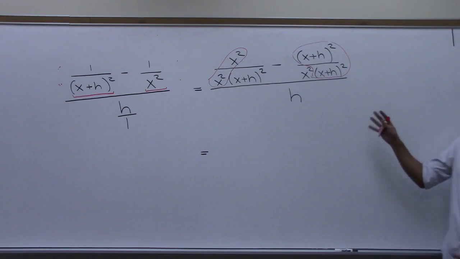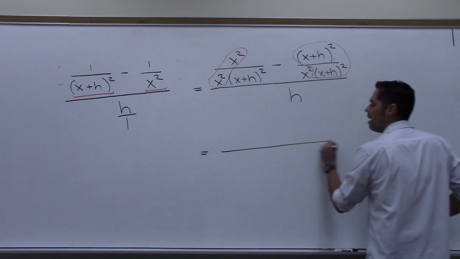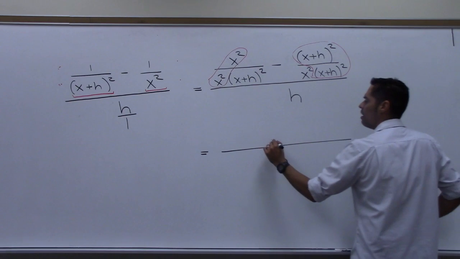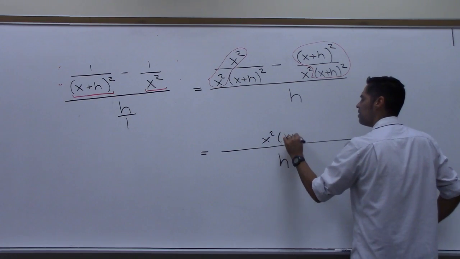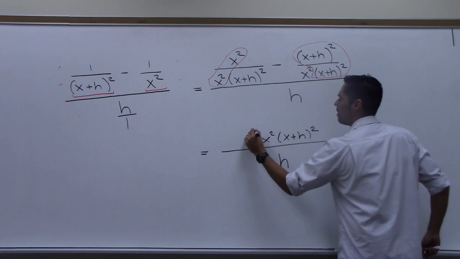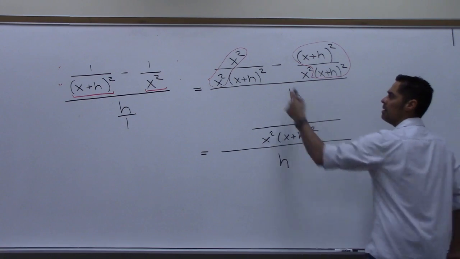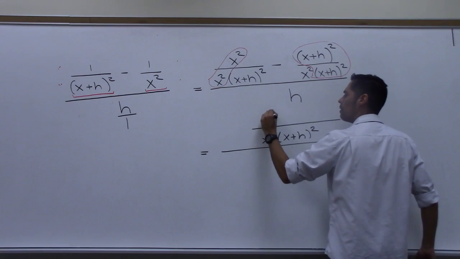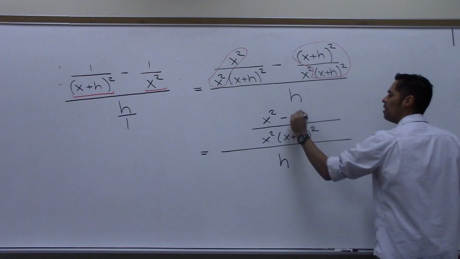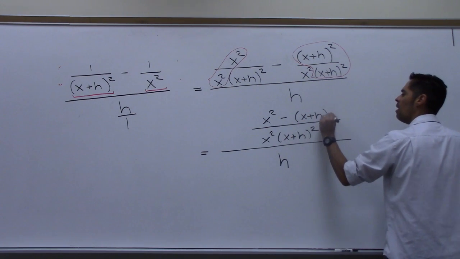Okay, so I'm going to put these two together. I know I'm going to have this big division bar in h. I know the common denominator here is this. And then the top is going to be the x squared, right? Minus the x plus h quantity squared.